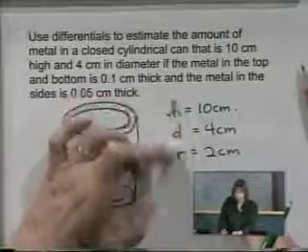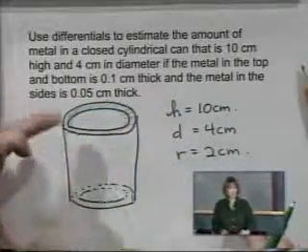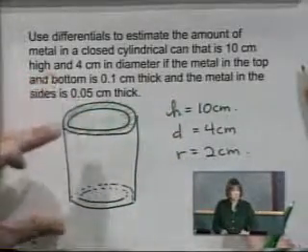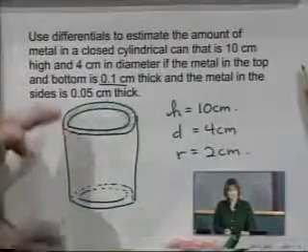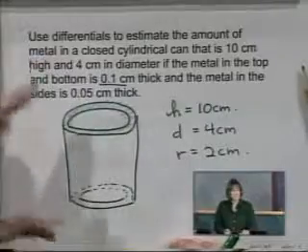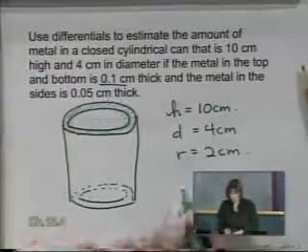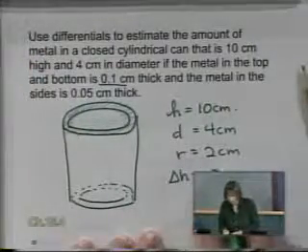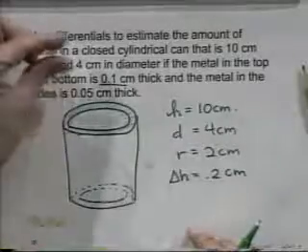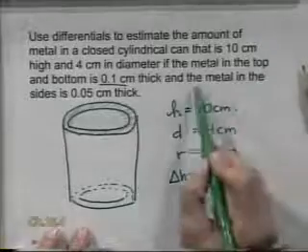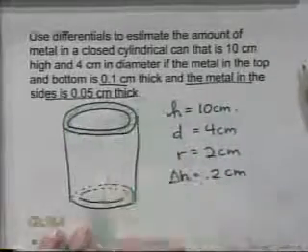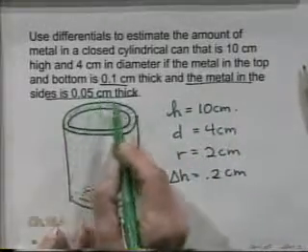So if you started out with these amounts, but then you increase it, or decrease it, you with me, if the top and the bottom are 0.1 centimeters thick, how much is your height changing when you take into consideration the points? Beautiful. Your delta h is 0.2. Perfect. Because you got 0.1 on the top and you got 0.1 on the bottom. Now, the metal in the sides is 0.05 centimeters thick.